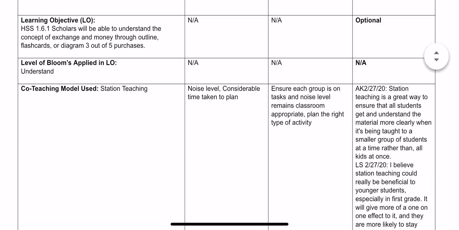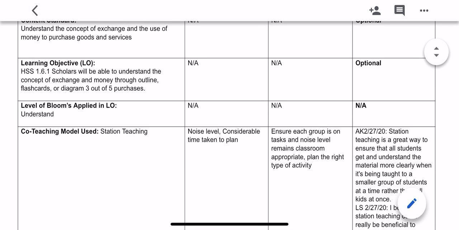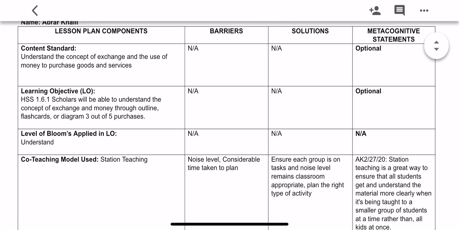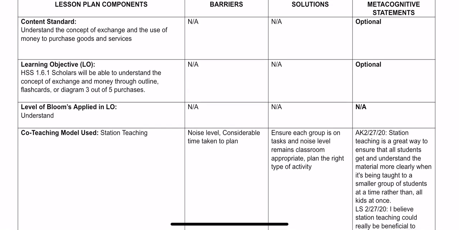Some barriers that are going to come with station teaching are noise level, and this is sometimes a barrier in most classrooms. It's normal and it's handleable. So I think it's not an easy solution, but something to manage. Another one is the considerable time it takes to plan. So when we do station teaching, it might take more time to lesson plan and to process it and figure out the correct ways to teach it to the students.